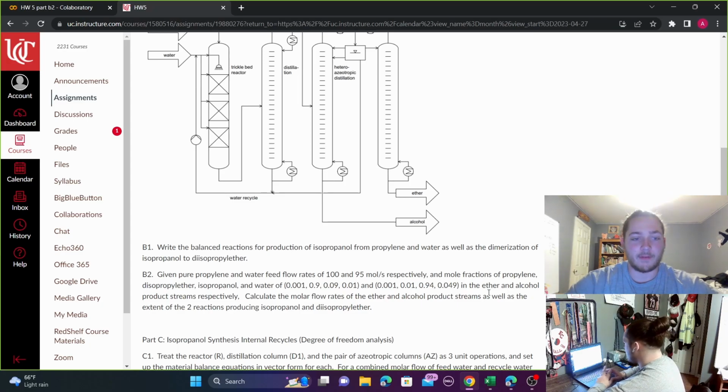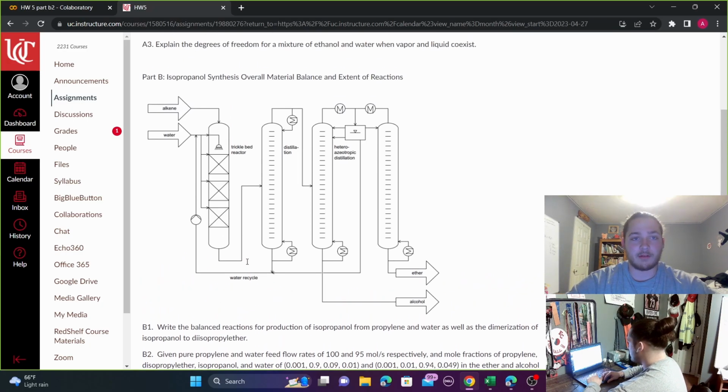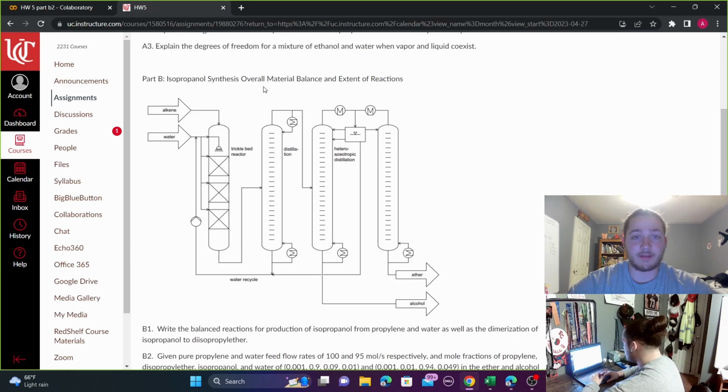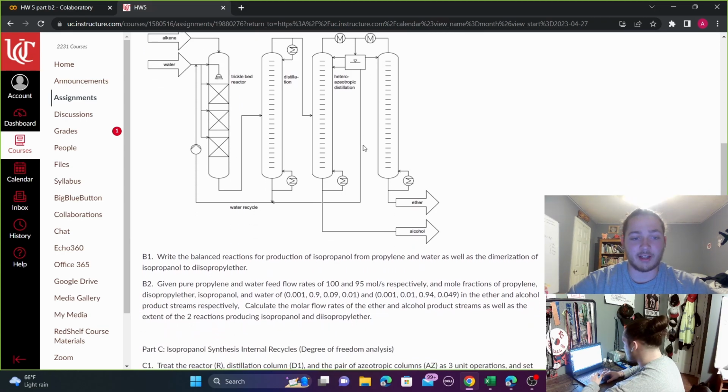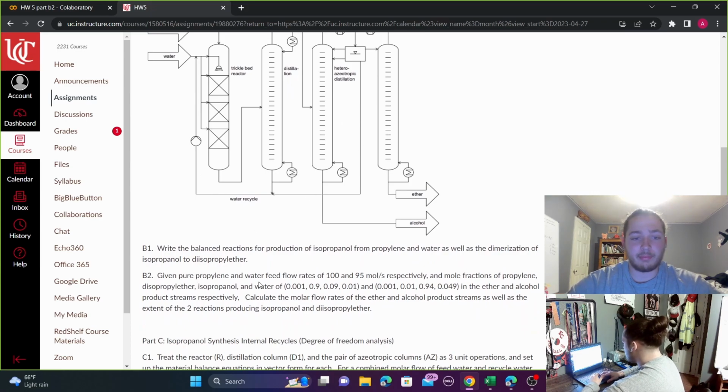Hi, this is homework 5, part B2, and here we are looking at this isopropanol synthesis, overall material balance, and the extent of the reactions. And given pure propylene and water feed flow rates of 195 moles per second respectively, and mole fractions of propylene, diisopropyl ether, isopropanol, and water of 0.001, 0.9, 0.09, and 0.01, and 0.001, 0.01, 0.94, and 0.049 for our ether and alcohol product streams respectively.